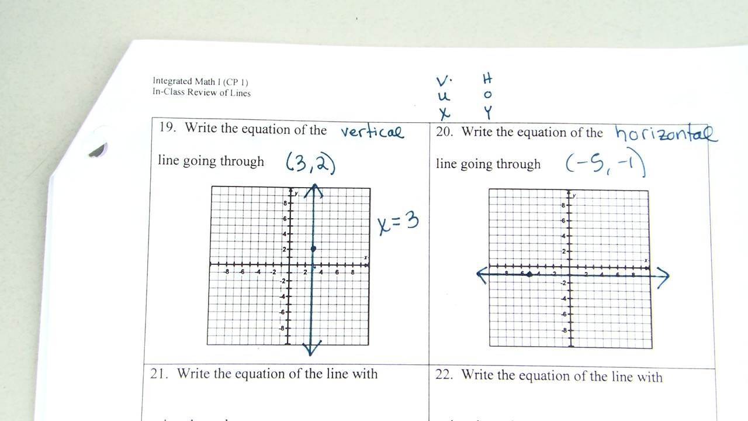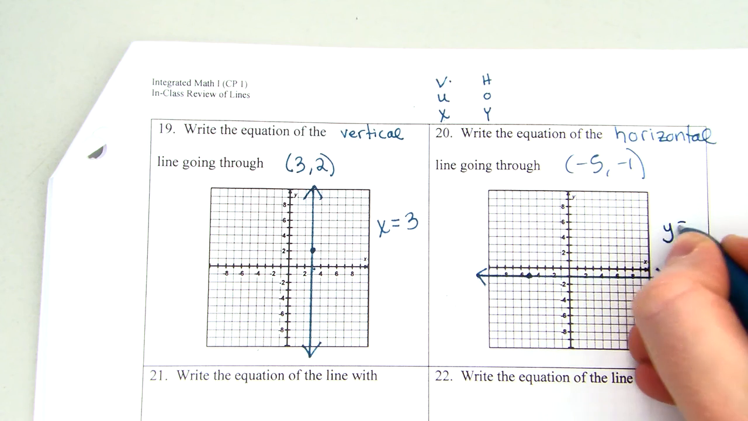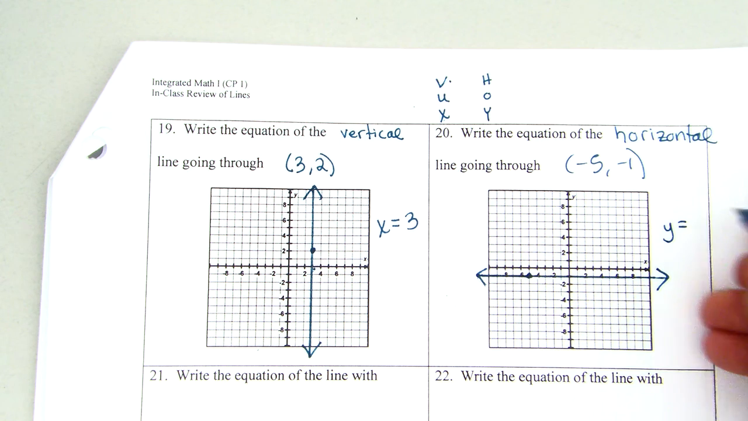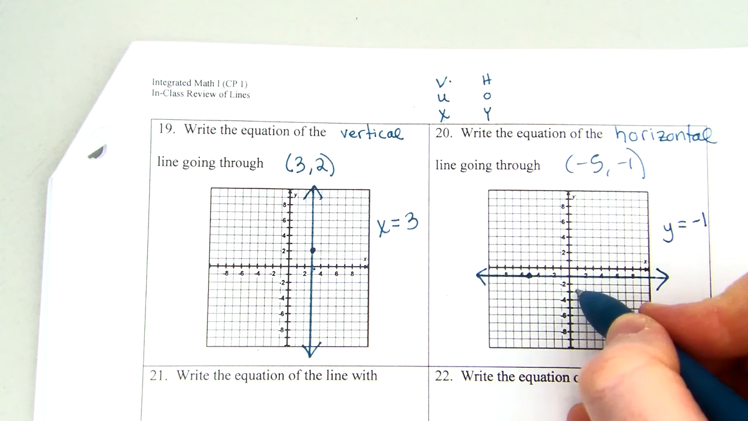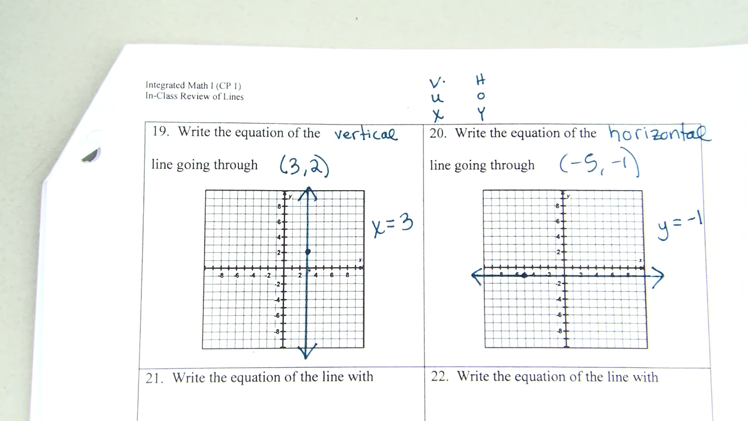Should it be x equals or y equals? Y equals, yeah. What do you have for your equation? Y equals -1, sure. It's a line moved down 1 space. Y equals -1.